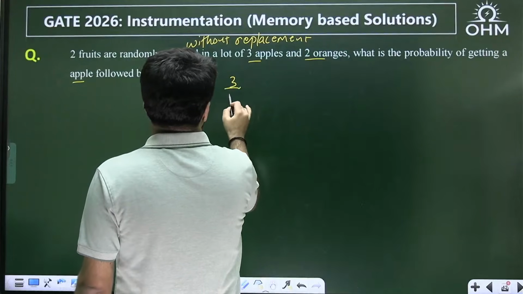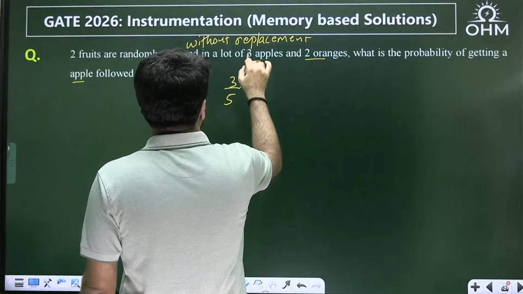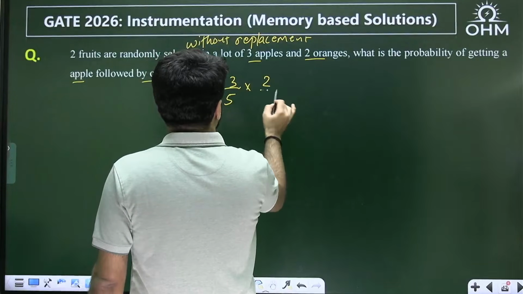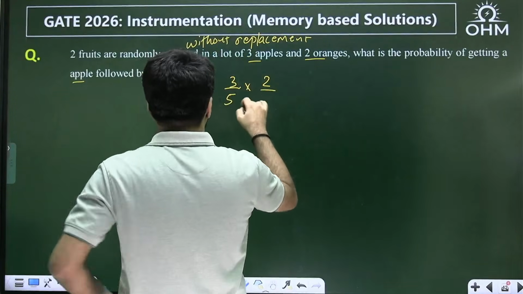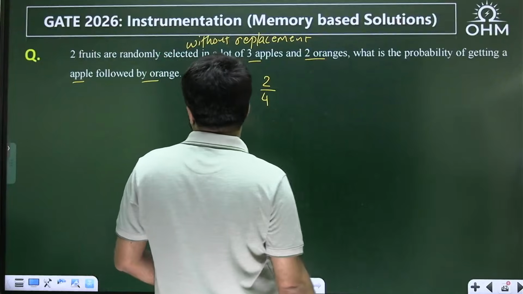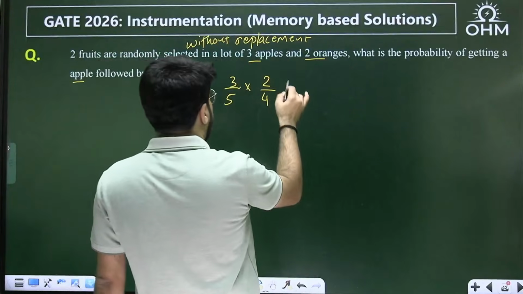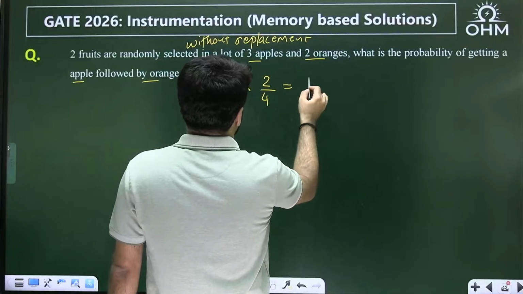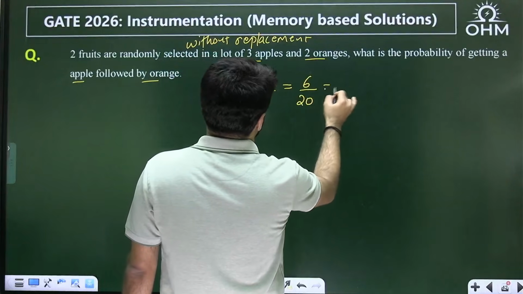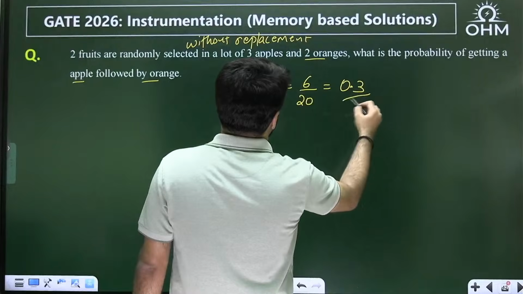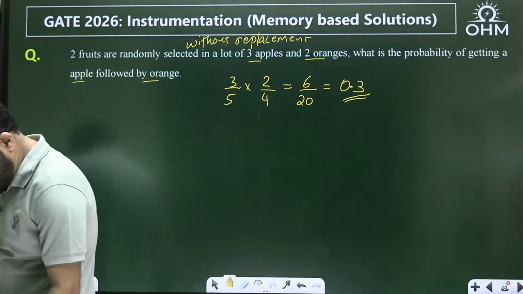What is there? Probability of getting apple 3 by 5. Okay, now because without replacement. Okay, oranges are intact too, but because it is without replacement, 1 fruit is with you. So how many fruits are there in the bag now? Okay, only 4 because total 5 are there. Okay, so it becomes how much? It becomes simply 6 divided by 20, or that is 0.3. In this case, 0.3 is the answer.